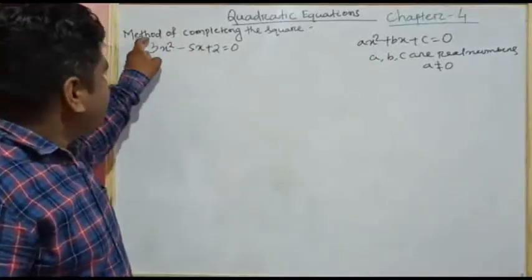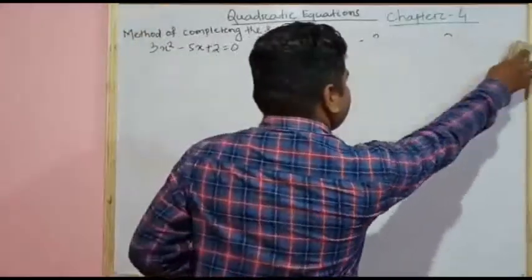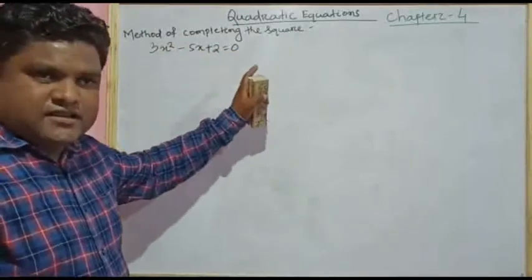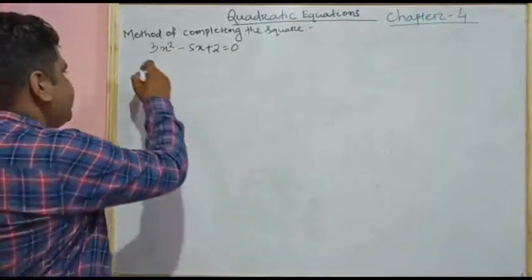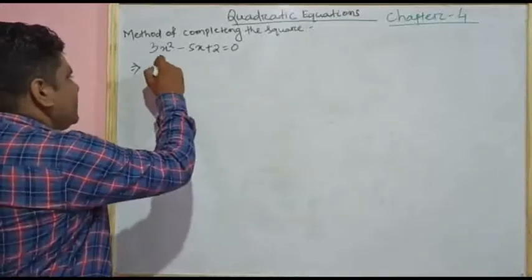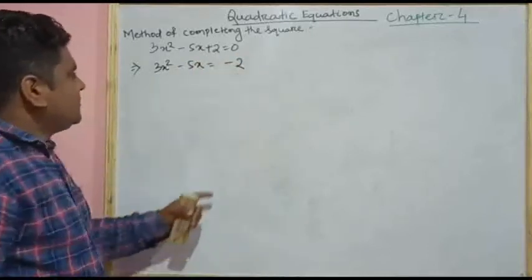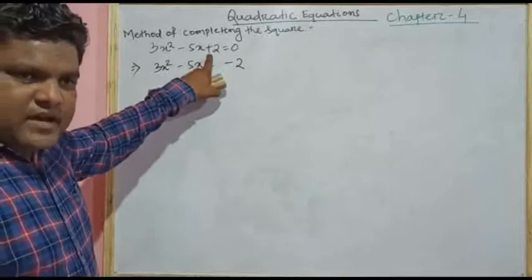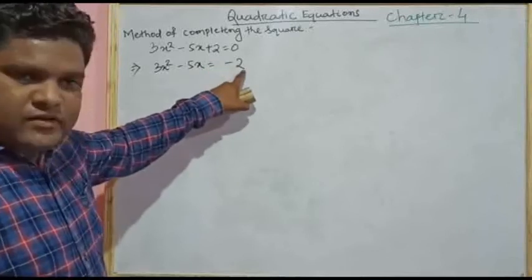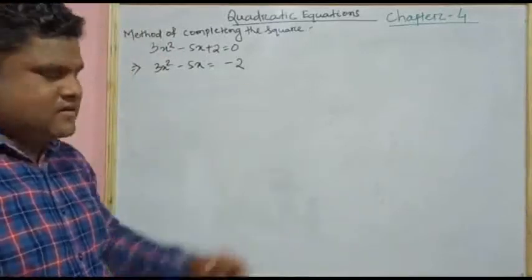Now we will take the method of completing the square to solve a quadratic equation. What is the method of completing the square? We will see this step by step. First step will be: take the constant term to RHS, which means it will be 3x square minus 5x equal to minus 2. If it is minus 2, then on the RHS it will be plus 2. If it is plus 2, then in RHS it will be minus 2, which means when it moves towards the RHS, its symbol will be reversed.